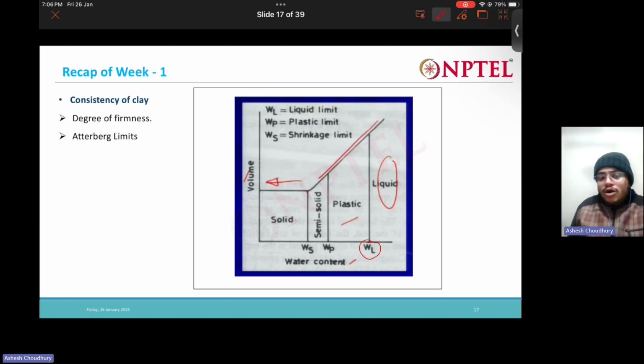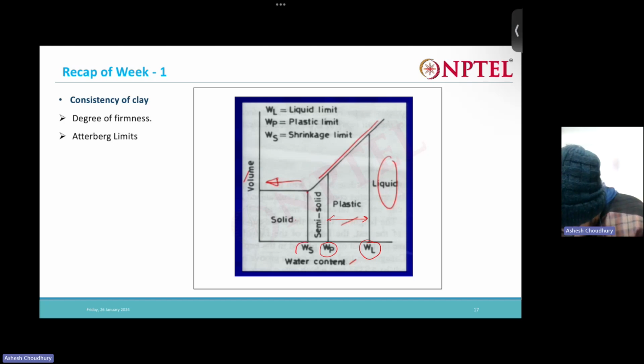So this region is where the soil is plastic, defined by the plasticity limit. The plastic limit is WP, and between the plastic limit and the liquid limit, the soil is plastic, that is moldable, right? Then again, if you keep on reducing the water level, you will reach a semi-solid state. Further, if you reduce the water level, there will come a stage where the soil will become totally solid. So here comes the shrinkage limit.